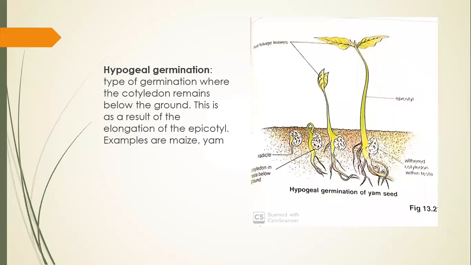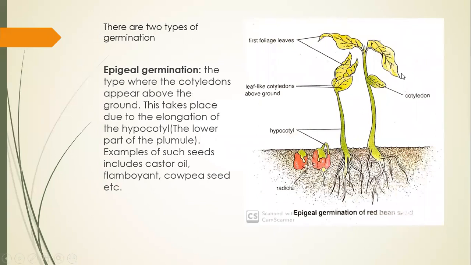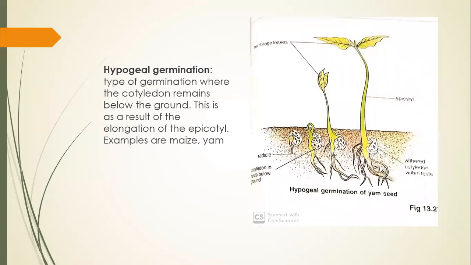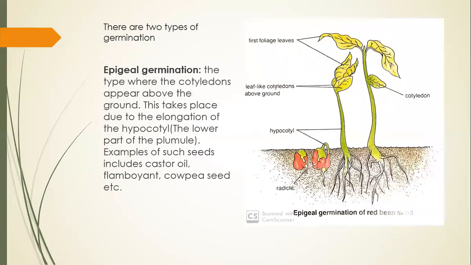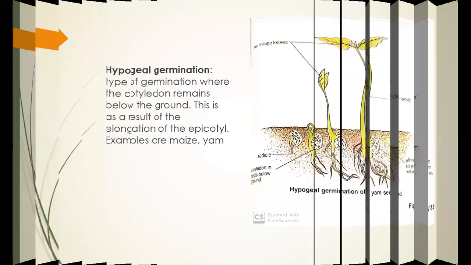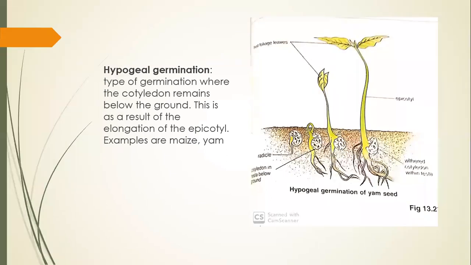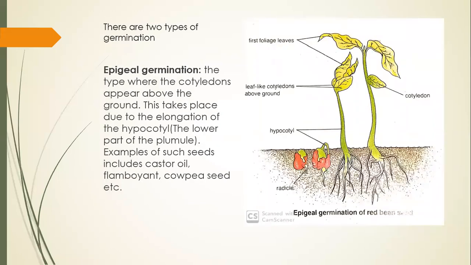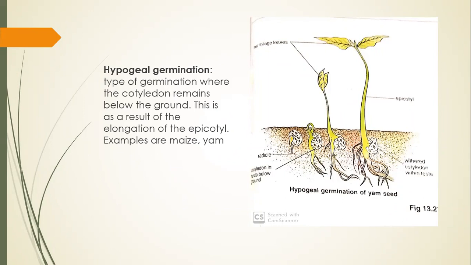So as you can compare, look at the images here. Look at the position of the cotyledon in this diagram. Then look at the position of the cotyledon here. So note the two. The cotyledon appears above in epigeal, below in hypogeal. So you study the diagram. Study these two diagrams. Then I would ask one question to know if you have understood what I said.